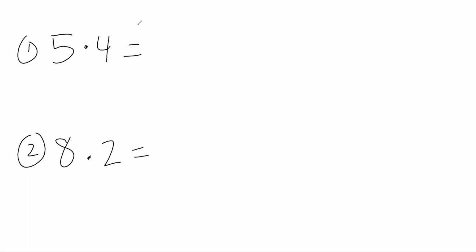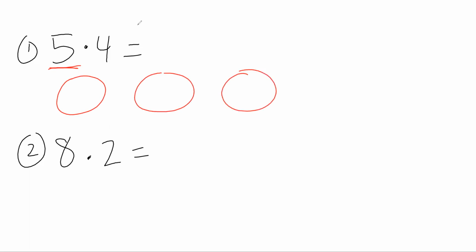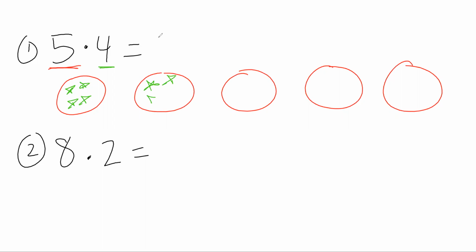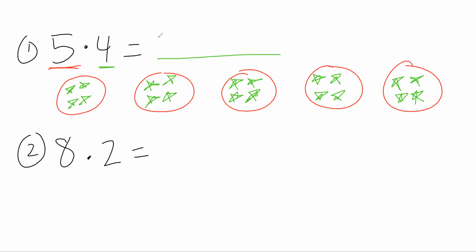Circles and stars is a great strategy for me to model this stuff. So that first number 5 tells me I have 5 circles. 1, 2, 3, 4, 5. And in each circle, I have 4 stars. 1, 2, 3, 4. Okay, so we're just going to count all of our stars, and then that's going to get us our answer of 5 times 4.